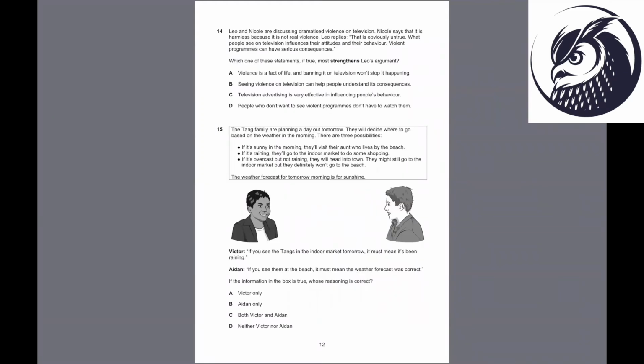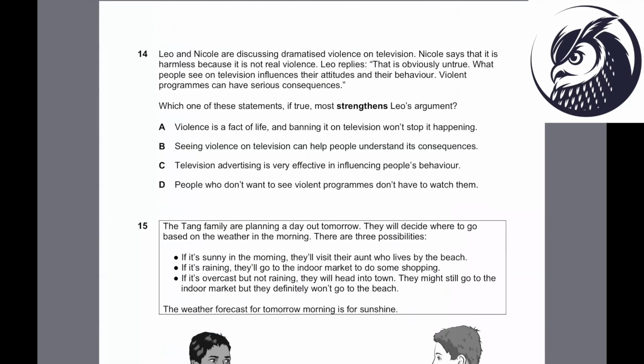All right, let's now move on to question 14. What I'll do is just zoom in a little bit. All right, and so let's have a look at this question 14. It's again one of those assessing the impact of additional evidence.